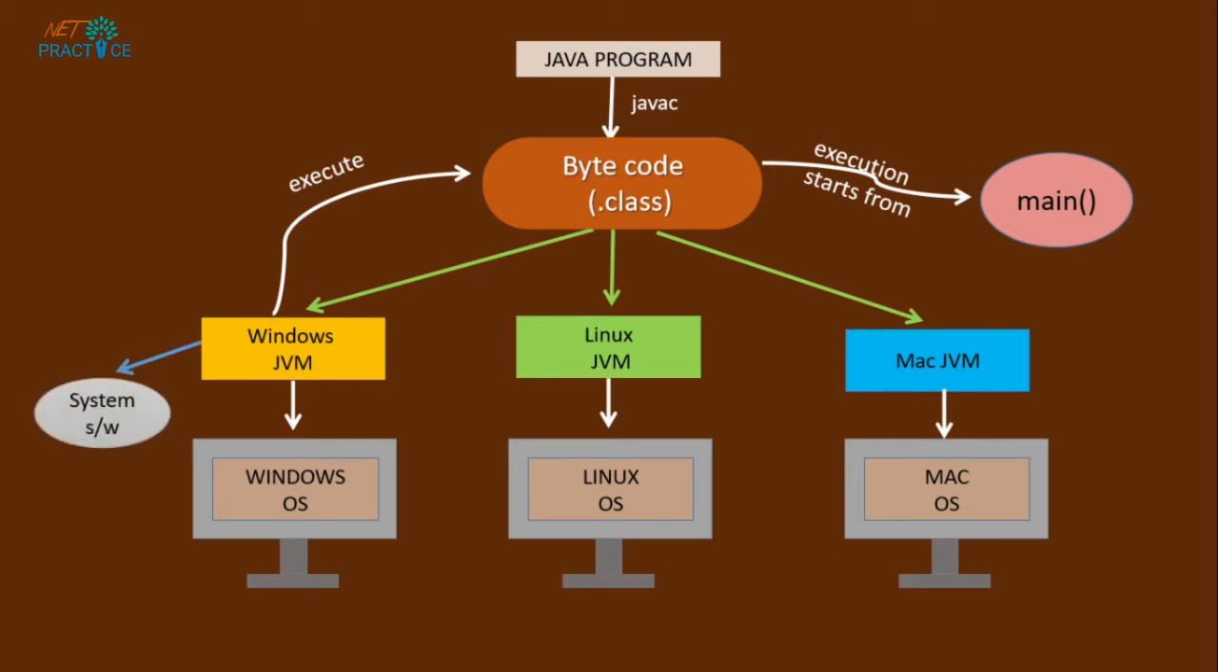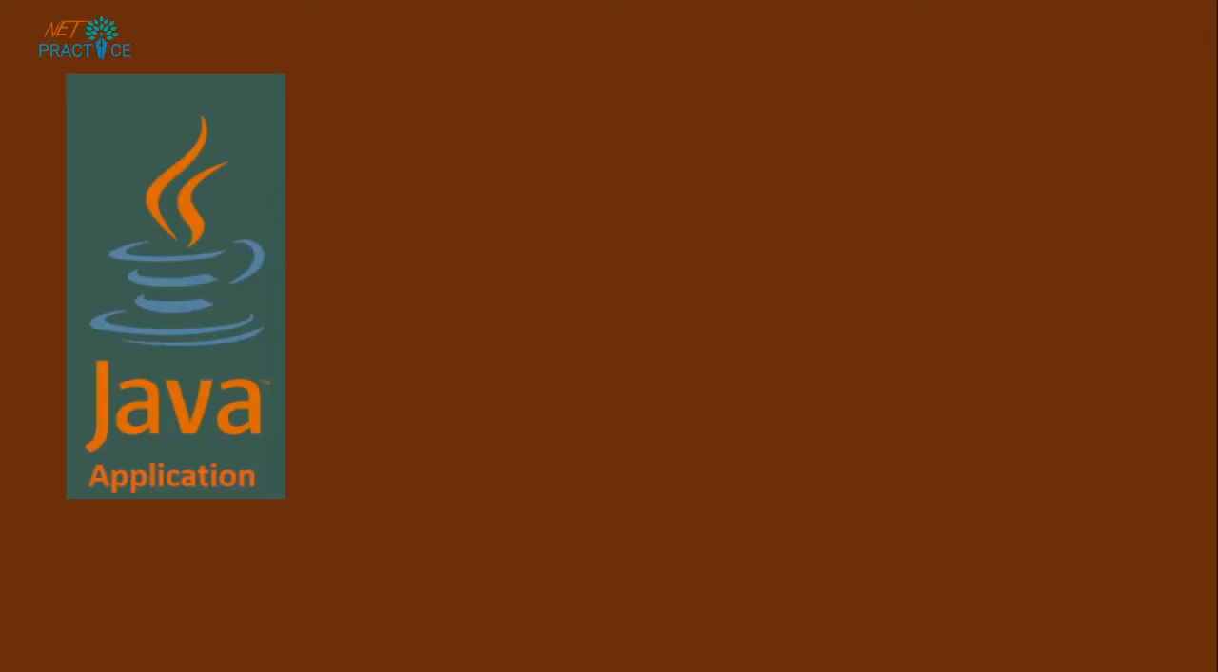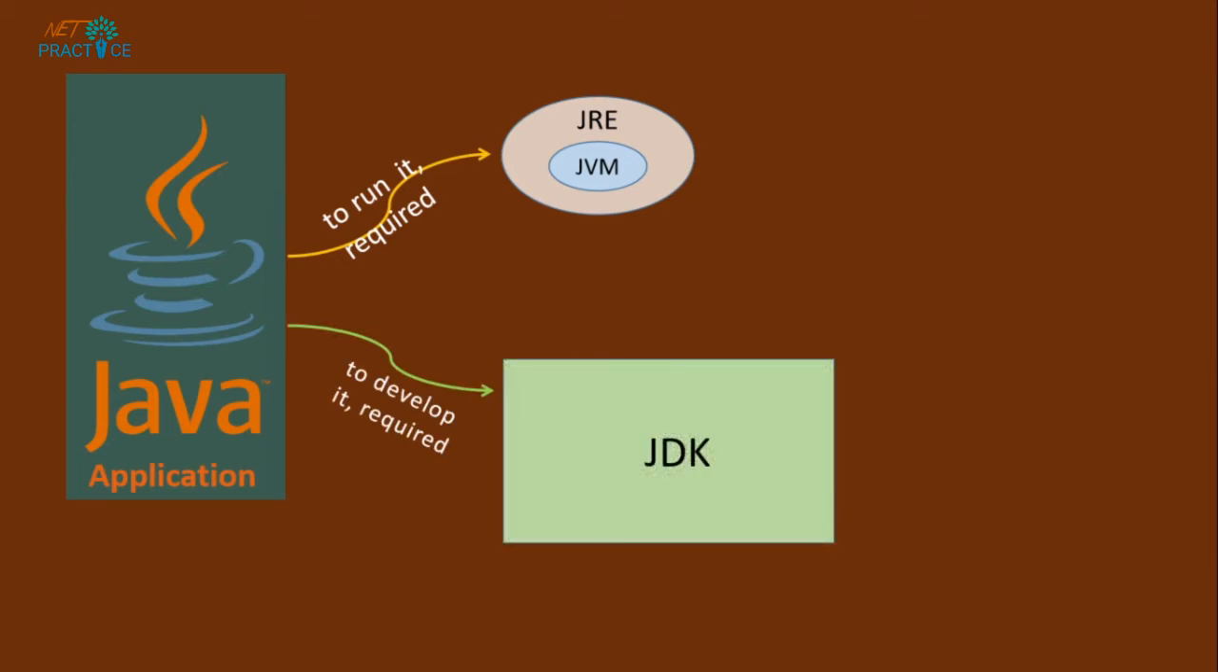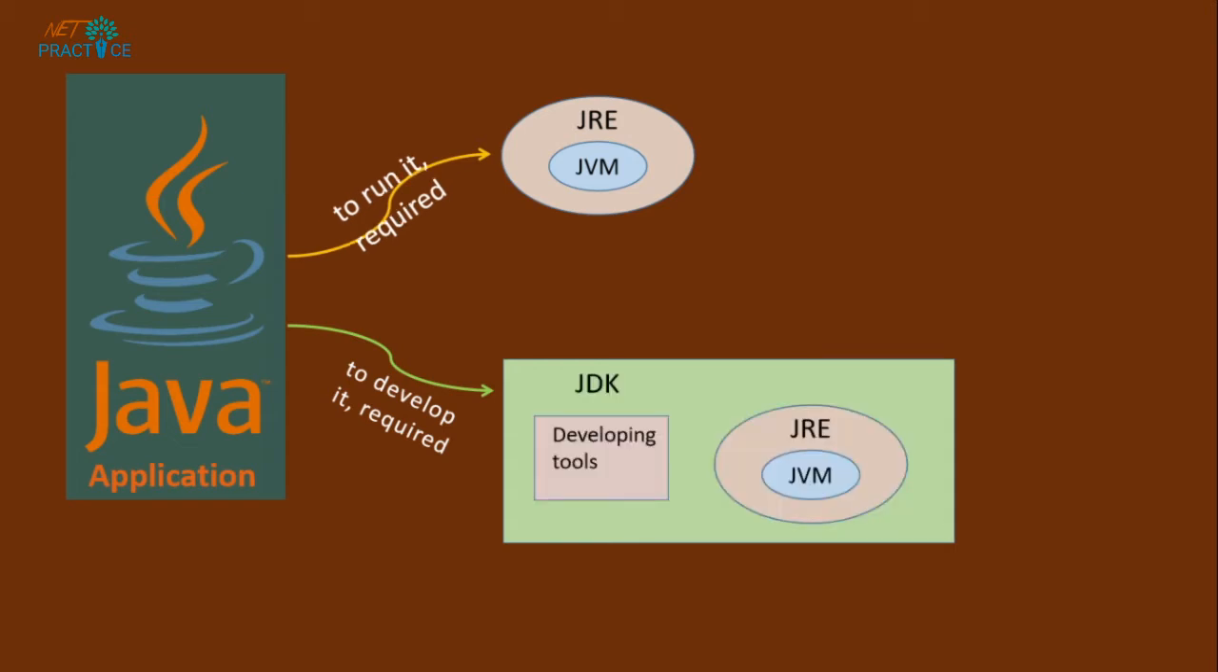This JVM, Java Virtual Machine, is part of the JRE. JRE means Java Runtime Environment. To run a Java application, you need the JRE, and inside the JRE you have the JVM. To develop a Java application, you need the JDK, Java Development Kit. Inside the JDK, you can find development tools and also the JRE.